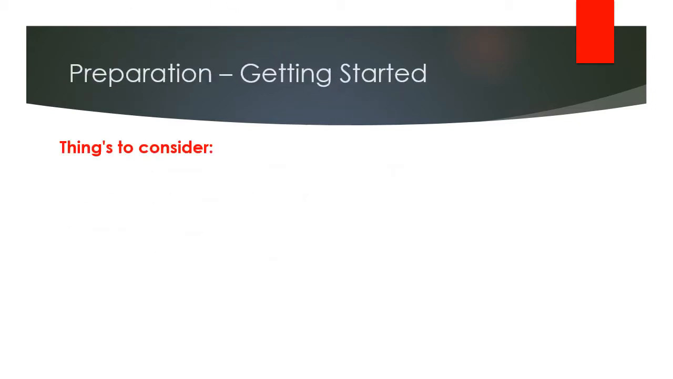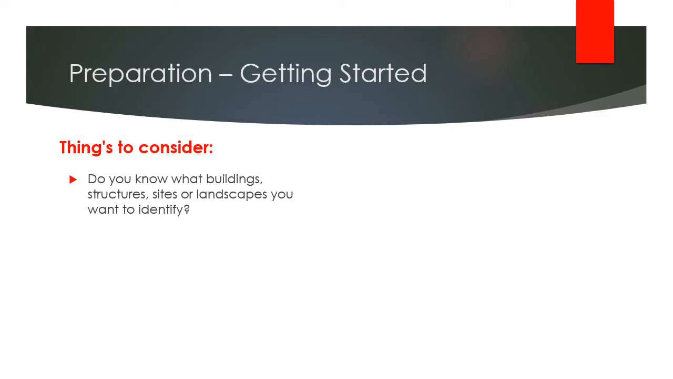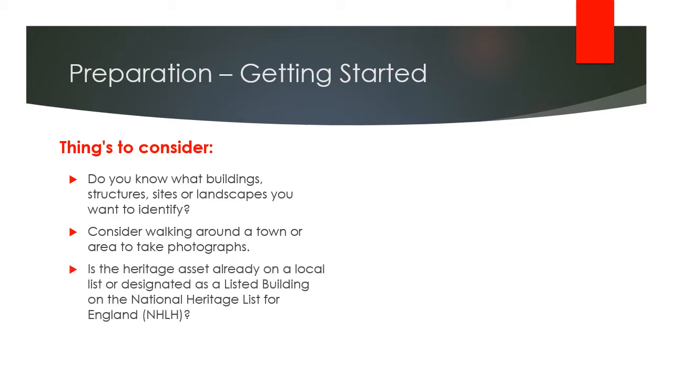In preparation to getting started, there may be a few things you may want to consider, such as, do you know what buildings, structures, sites or landscapes you want to identify? You may want to consider walking around a town or area to take photographs. And have you checked if the heritage asset is already on a local list or already designated as a listed building on the National Heritage List for England?